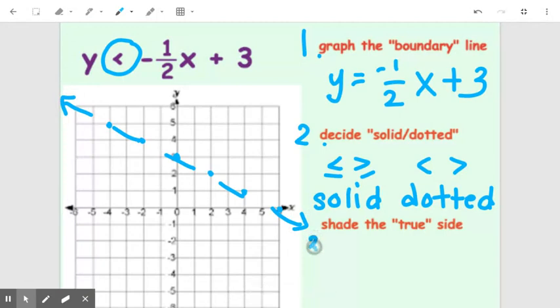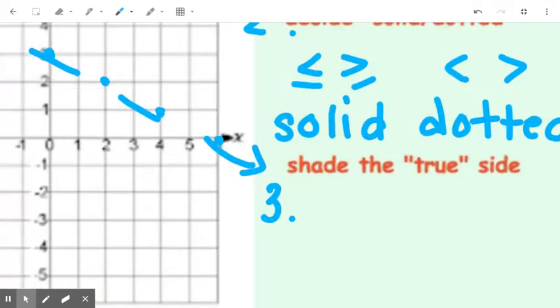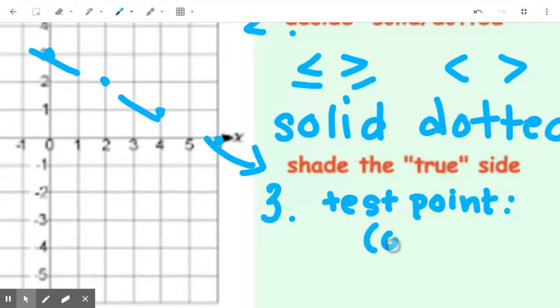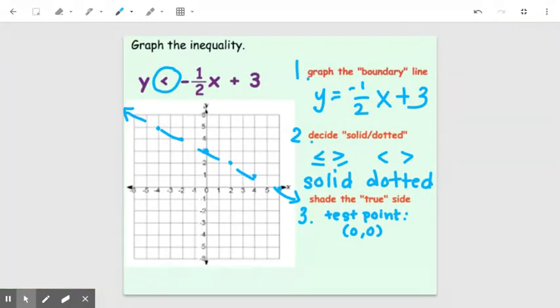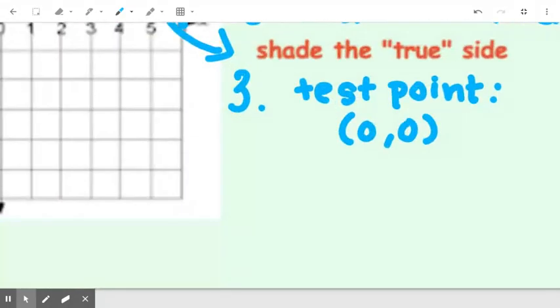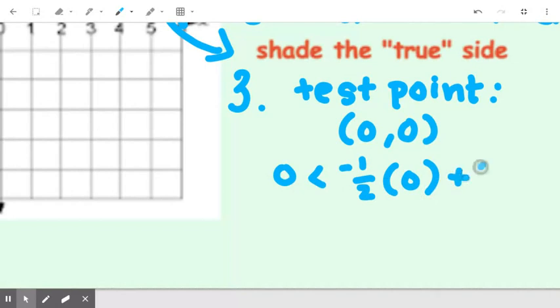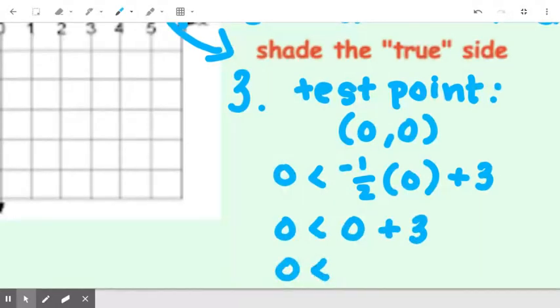The third step is to shade the true side. So again, I'm going to pick a test point. And remember, I said I like to pick 0, 0 because it's so nice to work with. But if your line goes through 0, 0, you can't use that. So I'm going to put 0, 0 back into the original problem. And I'm left with 0 is less than 3.